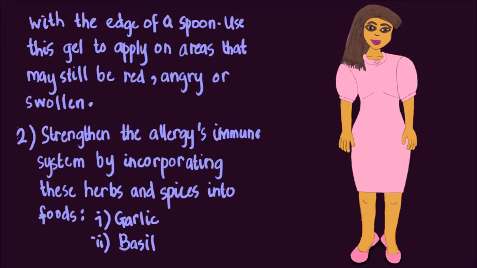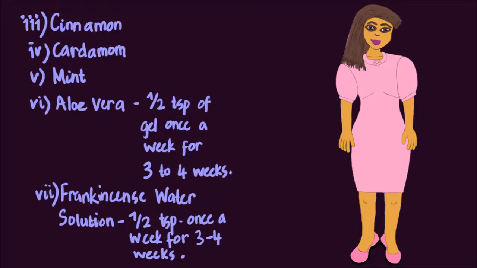Next, number 2. Strengthen the allergy immune system by incorporating these herbs and spices into foods. 1. Garlic. 2. Basil. 3. Cinnamon. 4. Cardamom. 5. Mint. 6. Aloe vera. Take only half teaspoon of gel once a week for 3 to 4 weeks.